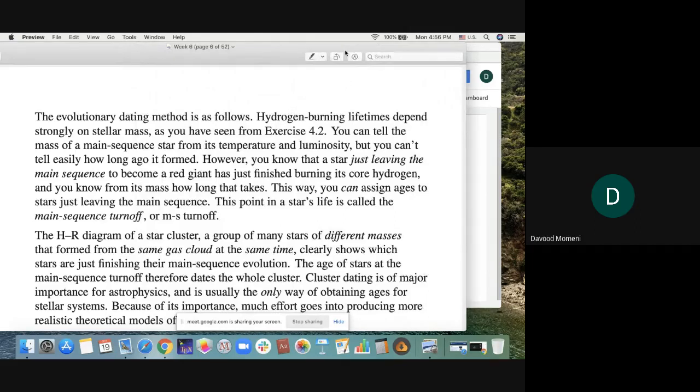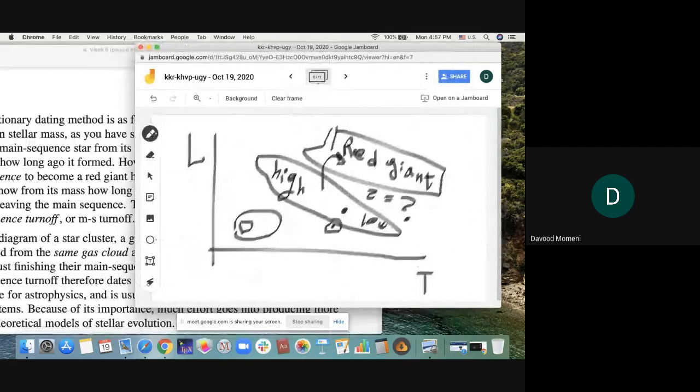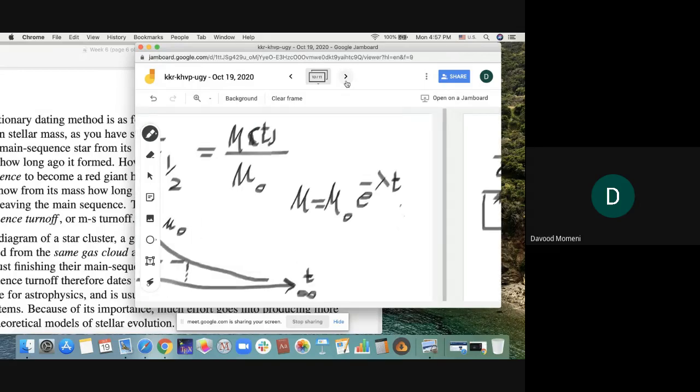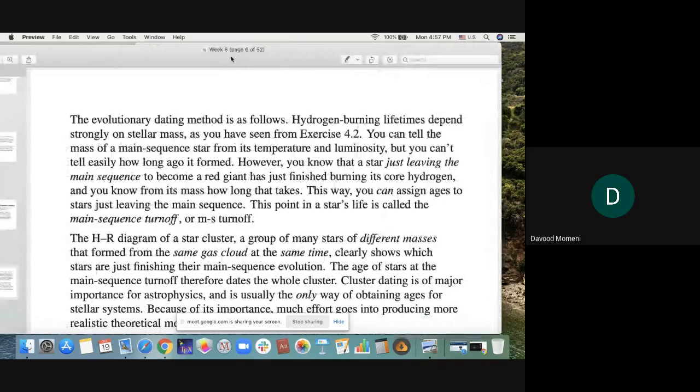What you can say is that when the star jumps to the red giant region, it means the burning period is past. So from here to here, if I have a main sequence star, just when it turns to a red giant, the hydrogen fuel is finished, actually burned completely. This is what I can say. And by this information, maybe you can say from its mass how long that takes.